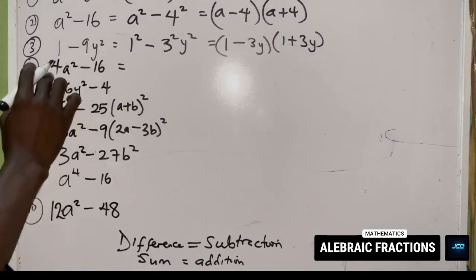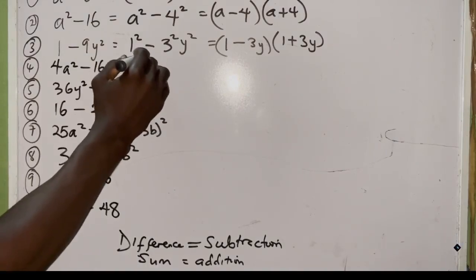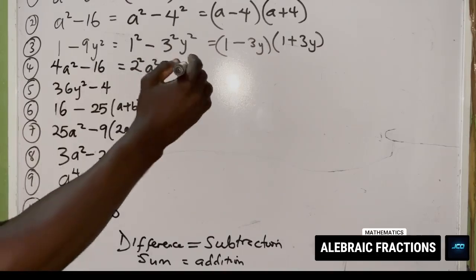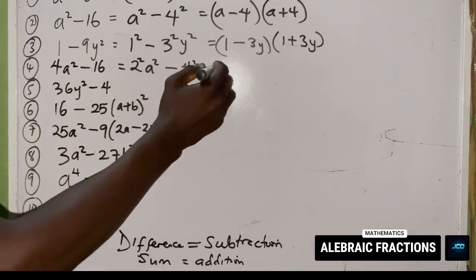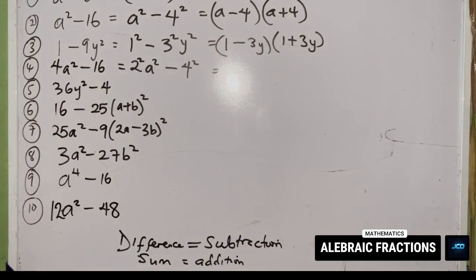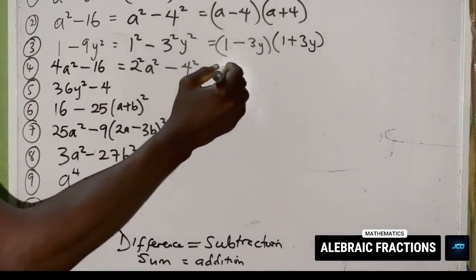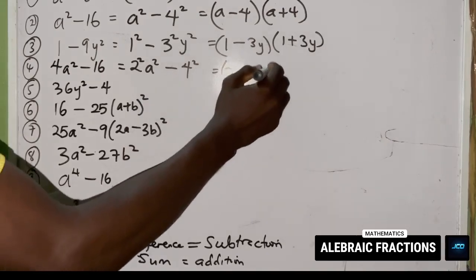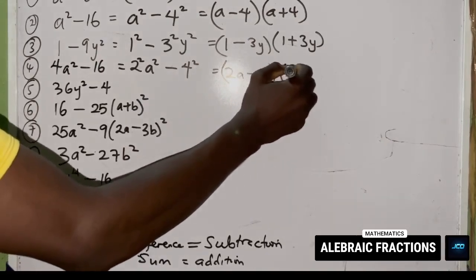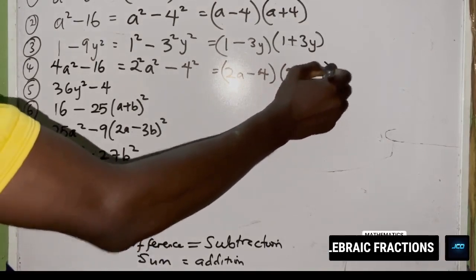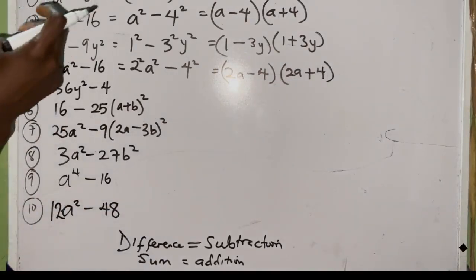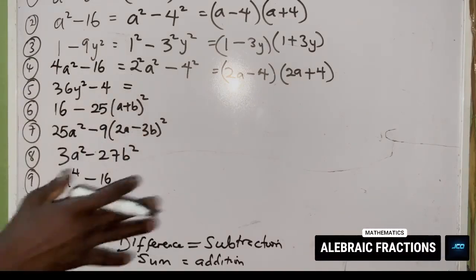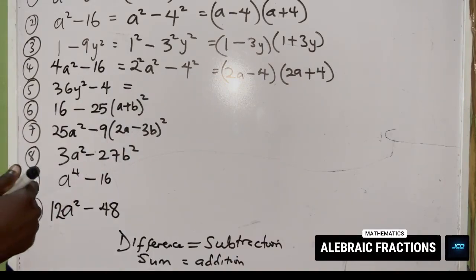4a square minus 16. 4 is actually what? 2 square. Then your a square. 16 is what? 4 square. How is it going to be? 2 and a, they are square. You have 2a minus 4 is square here, minus 4. And you repeat it, but it will be what? Plus 4. Go on. I believe at this point you can solve others. So try it before you continue the video.